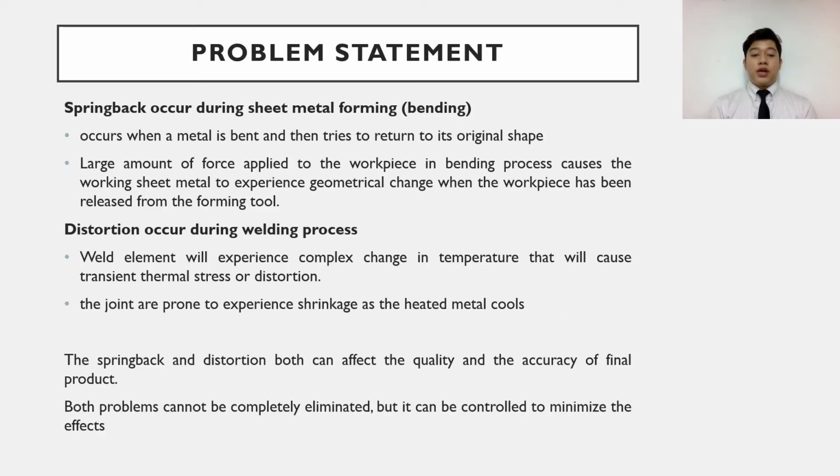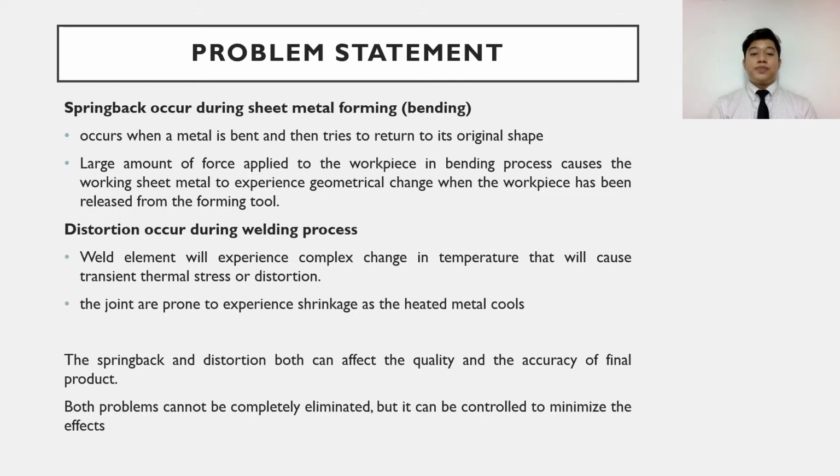So the problem statement for this study: there are two main problems, which are the spring back that occurs during the forming process and the distortion that occurs during the welding process. Spring back occurs when a metal is bent and then tries to return to its original shape. A large amount of force is applied to the workpiece in the bending process, which causes the worksheet to experience a geometrical change when the workpiece has been released from the forming tool, which for this study is the die set.